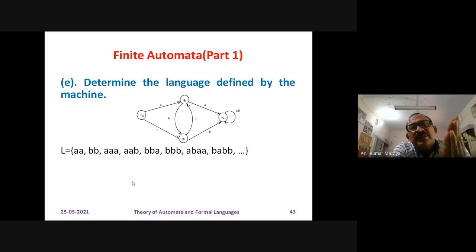So what is our aim? Here our aim is to determine the language defined by the machine. Is it clear? Now, the first step, we have determined a list of words accepted by the machine. Next step, can you predict a pattern in this sequence of words accepted by the machine?